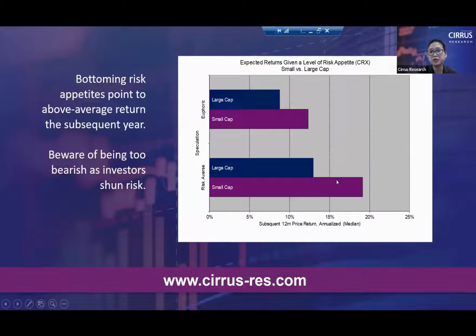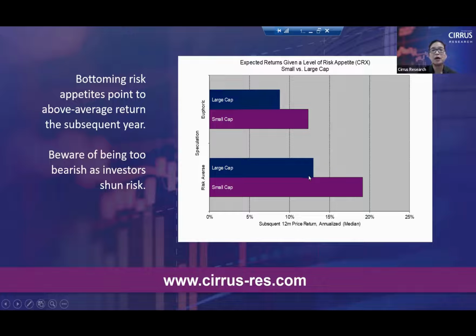So as we move into this area, you'll see stronger returns for, let's say, the small cap stocks at around 18–19%. Whereas if the CRX is in a very speculative state, so if investors are taking more risk in general, you'll see the market become a lot weaker, generating about a 13% return. Same thing for large caps. So you can pretty much see that, as the CRX bottoms, the expected return for the market over the next 12 months would be a lot stronger.